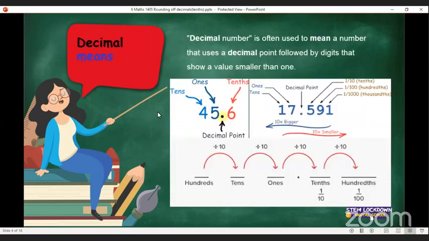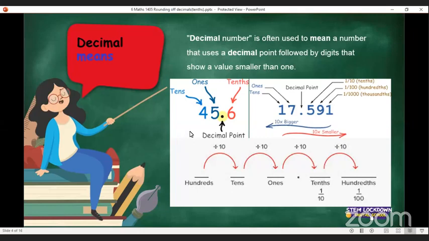So here, the decimal number. This is what we were talking about on the previous slide. A decimal number is often used to mean a number that uses a decimal point followed by digits that show a value smaller than 1. Any number that follows after the decimal point, you must remember that it is smaller than 1. We'll do the decimal place values just now.